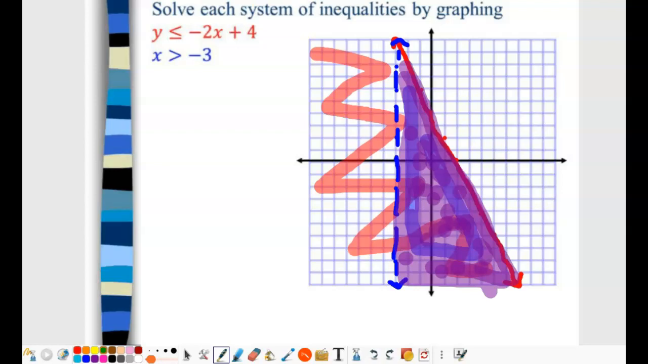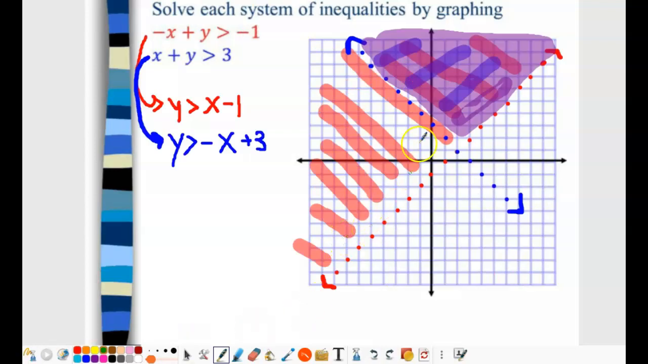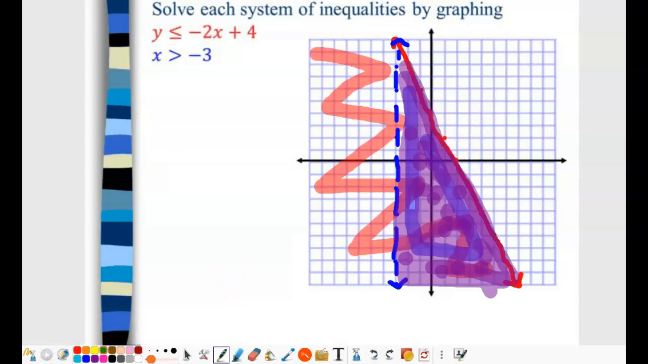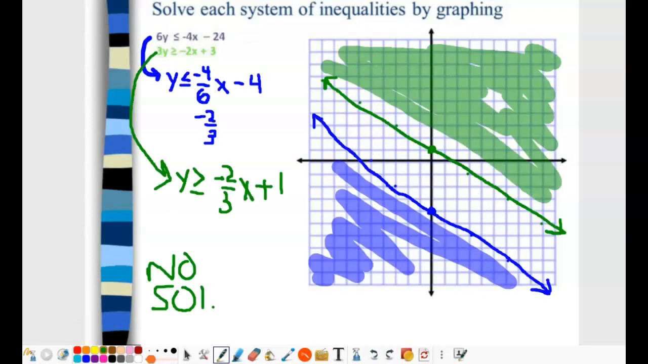Right, so like this one, the point of intersection is right here at 2, 1, but 2, 1 is not a solution because both lines are dashed, exactly. So that's still your point of intersection, it's just that that point of intersection is not a solution. Where in the previous lesson, the point of intersection was the only solution.